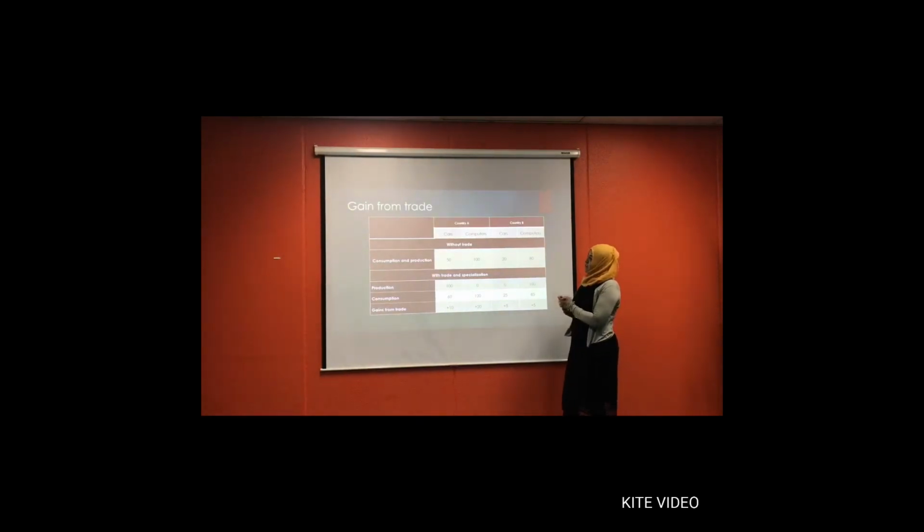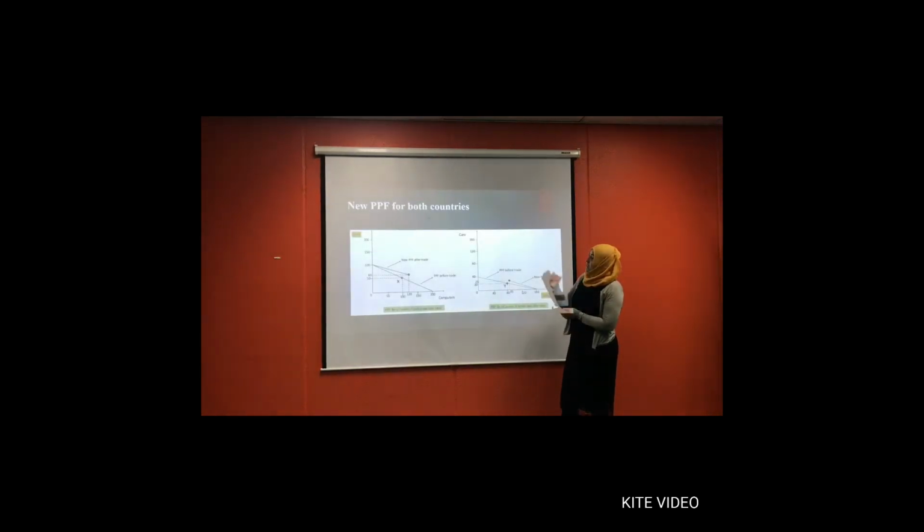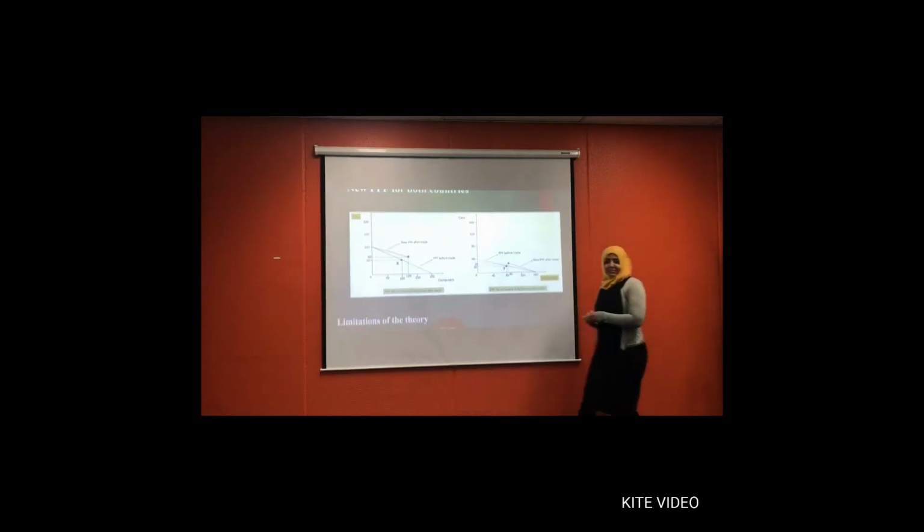Considering this suitable exchange rate, we can see the gains from trade. Country A produces only cars and trades with country B, which produces only computers, and after trading they get the gains which you can clearly see from this table. At the end, we can see the new PPF for both countries after trading. You can clearly see that the new PPF is higher than the previous PPF. Now I am going to call Ritush to discuss the limitations of comparative advantage.